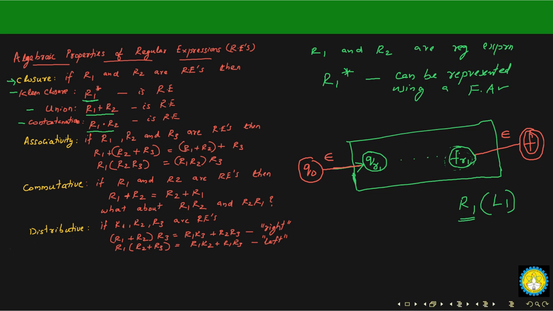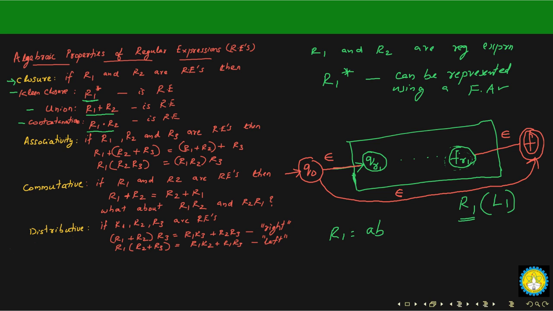Now, as you may be aware, R1 star also has to accept an empty string, right? If you look at this diagram, it is not obvious whether it will accept an epsilon or not. There should be an epsilon transition from the starting state to the ending state to represent that. So we can have a transition from the starting state to the ending state upon getting an epsilon. This will make sure that if you just get an epsilon in your input string, it will also be accepted, because epsilon is a part of R1 star.